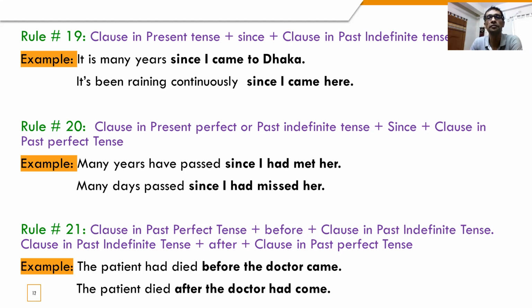Okay, now rule number 21. Clause in the past perfect tense, plus before, and then clause in the past indefinite tense.